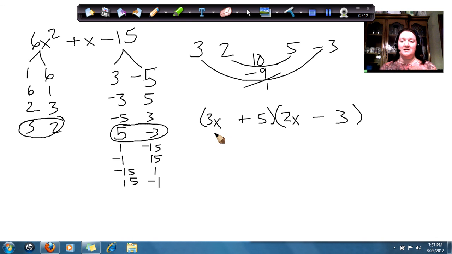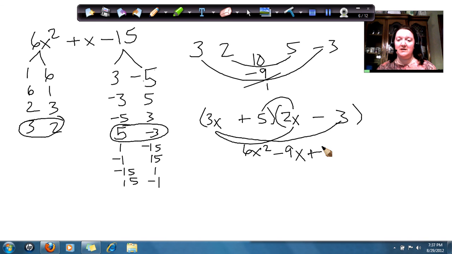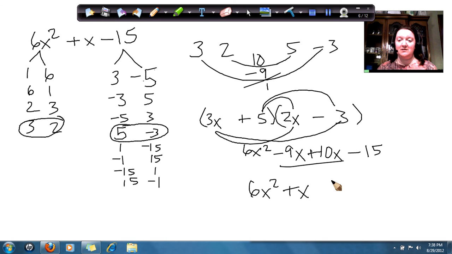So let's double check it through foiling it out. We're going to get 6x squared. Multiply those together. Minus 9x. Multiply those together. Plus 10x. And we're going to multiply those together, which gets us a negative 15. So if I combine my like terms, I get 6x squared plus x minus 15. So I know that I factored it correctly.